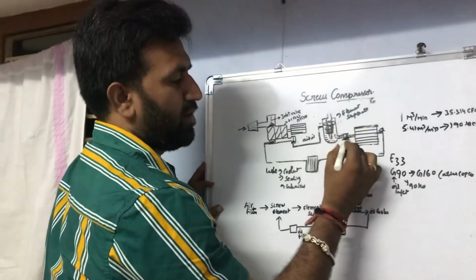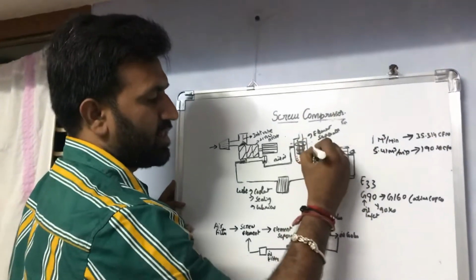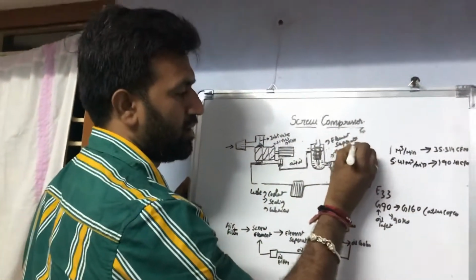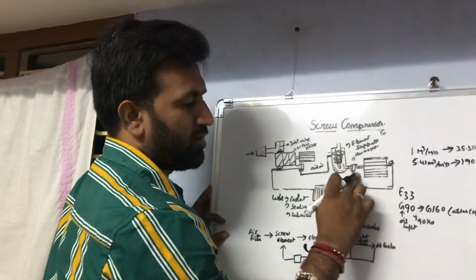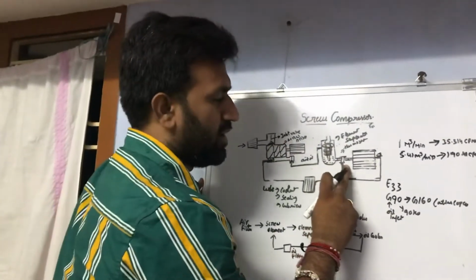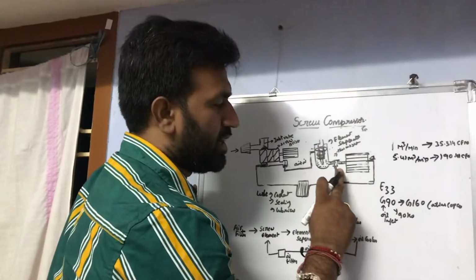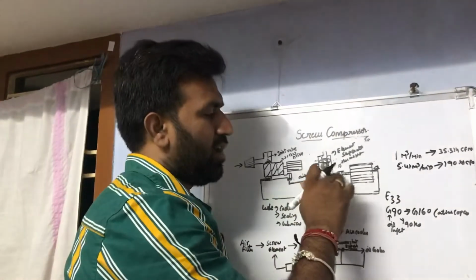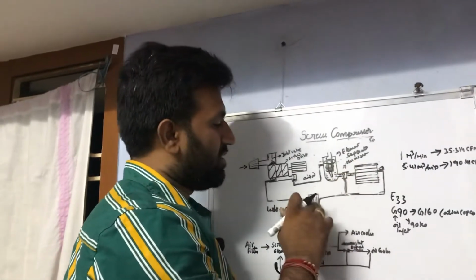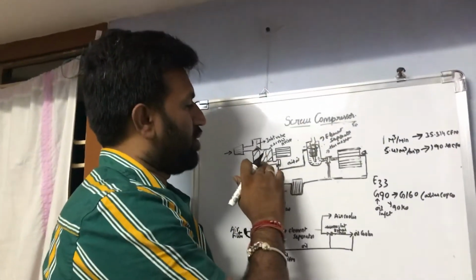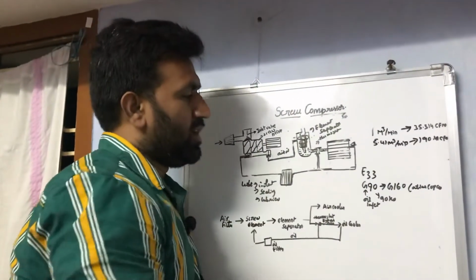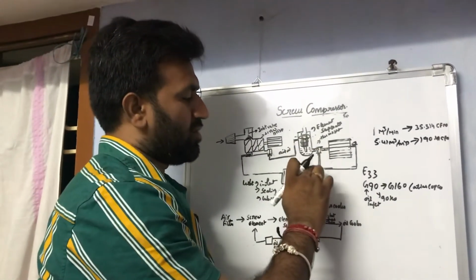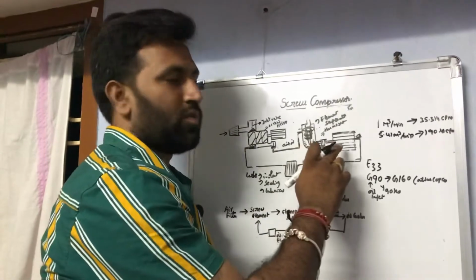The separated oil passes through this thermostat bypass valve. Why is this valve used? When the oil temperature is above 80 degrees, the oil passes through this cooler, and then recirculates through the oil filter and again to the screw drive. If the oil temperature is below 80 degrees, the oil passes directly through the oil filter. It won't go to the cooler.